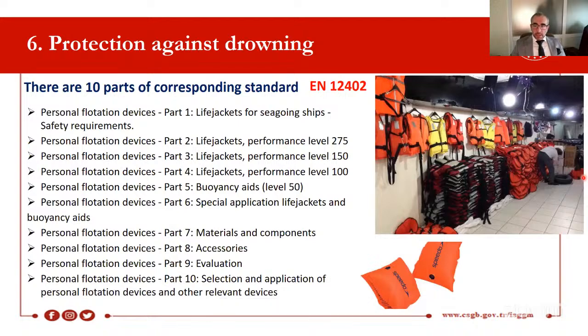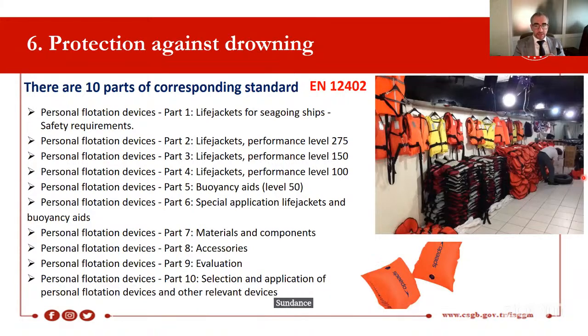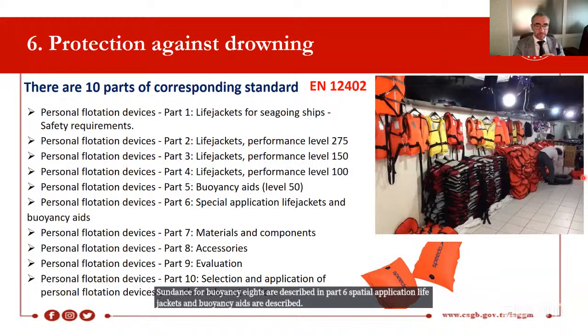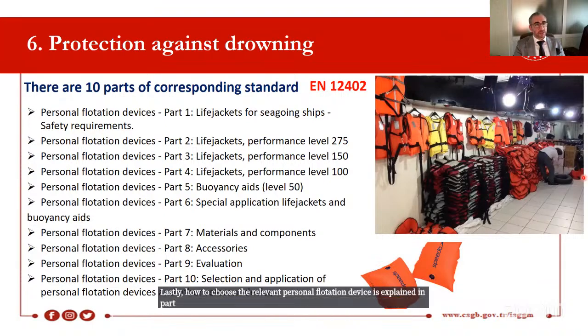Our last slide. There are 10 parts of corresponding standard personal flotation devices, EN 12402. The part 1 is life jackets for seagoing ships, safety requirements for these devices. The part 2 and 3 and 4 are parts for different performance levels of life jackets. In part 5, standards for buoyancy aids are described. In part 6, special application life jackets and buoyancy aids are described. Part 7, materials and components. Part 8, accessories. And in part 9, evaluation is described. Lastly, how to choose the relevant personal flotation device is explained in part 10 of the corresponding standard.